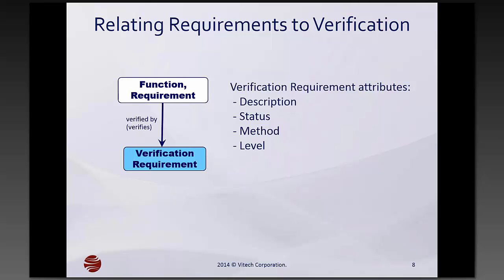Status is a way for us to track whether we've planned this verification. Is it in progress? Is it completed satisfactory? Is it completed unsatisfactory? And the level gives us an idea of where this verification requirement aligns itself to the overall system architecture. In other words, we could be doing verification requests on a subsystem only, or we could be doing them on a system, or we could be doing them on an individual component. And so there's a way to track that by the level.